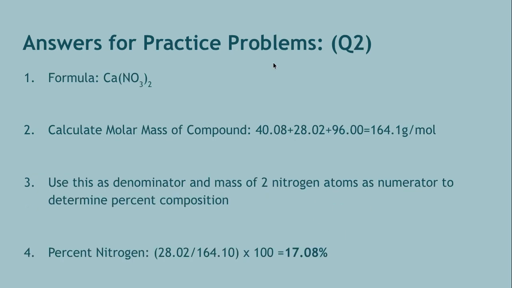And then for the second independent question, you're going to determine the formula, calculate the molar mass of the compound, and then you're going to use this over the amount of nitrogen atoms to determine the percent composition, which is going to be 17.08%.